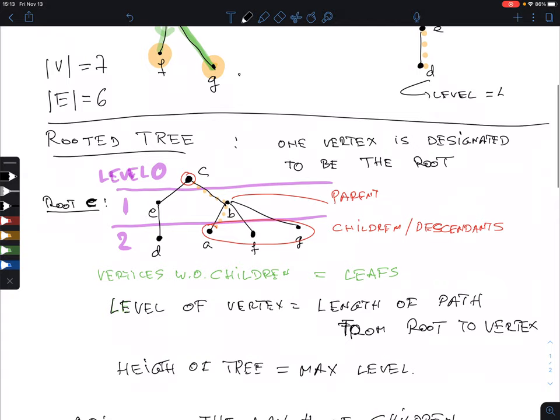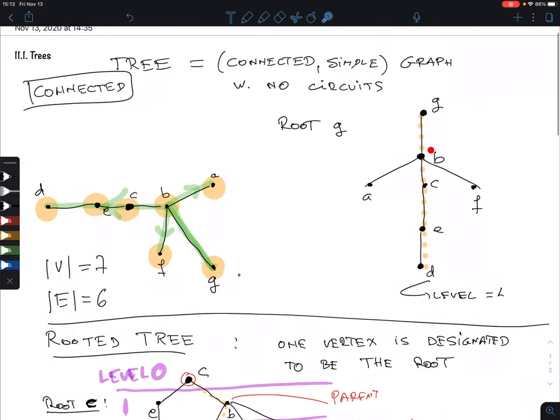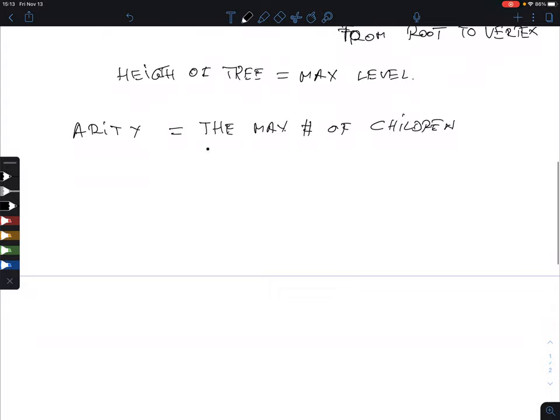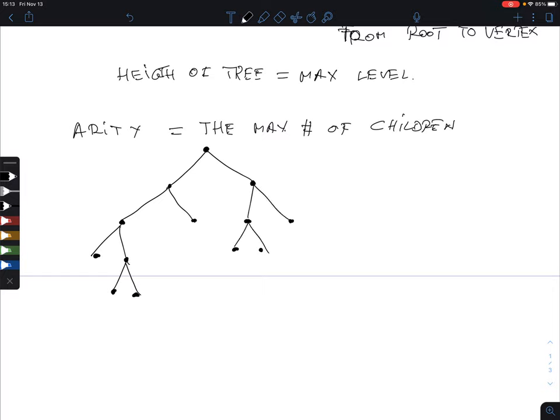So, for instance, what is the arity of this tree? Well, we see this tree has arity 3, because this guy has 3 children. The same here, this has arity 3. A very common tree that we're going to see a lot is what we call a binary tree. I'll draw one very quickly. So this is an example of a binary tree, because every vertex has exactly 0, 1, or 2 children, at most 2 children.